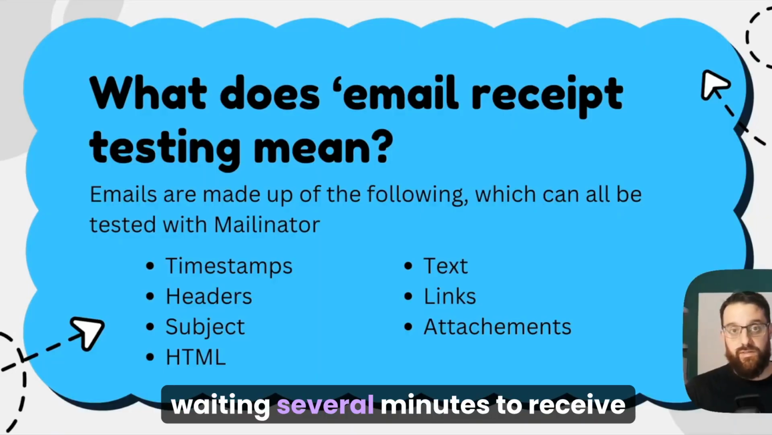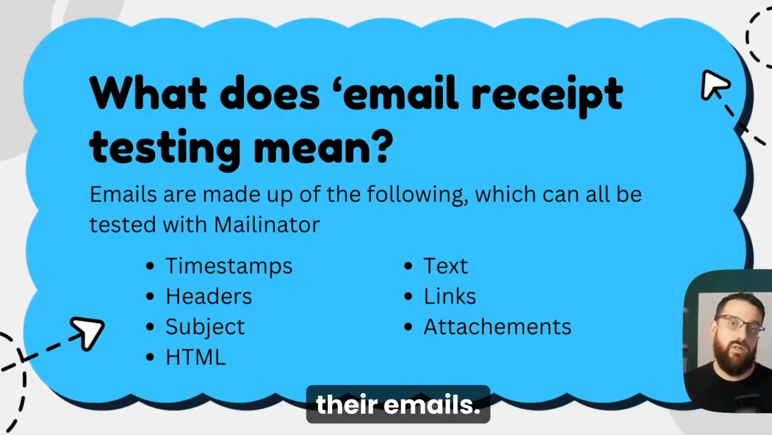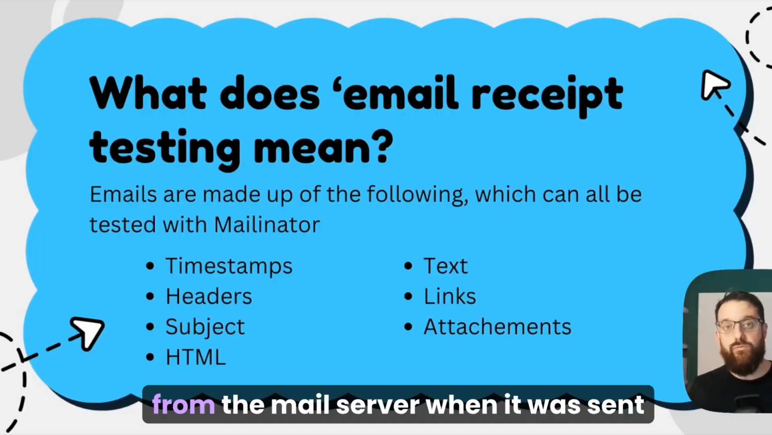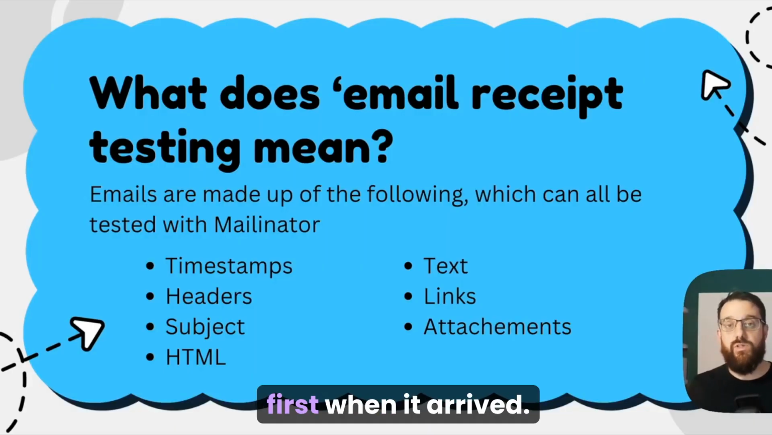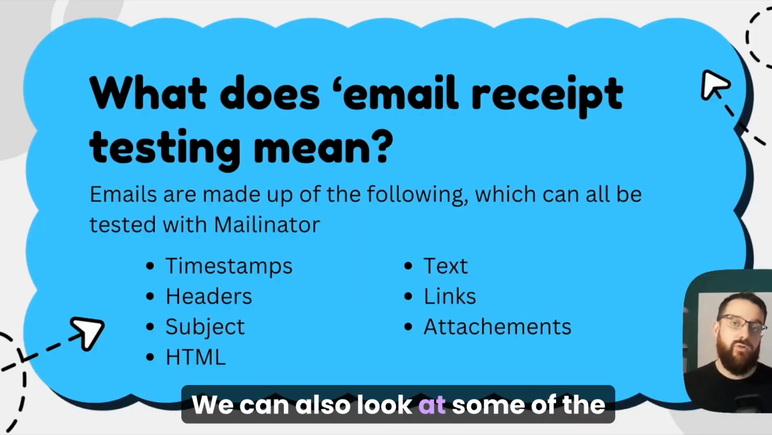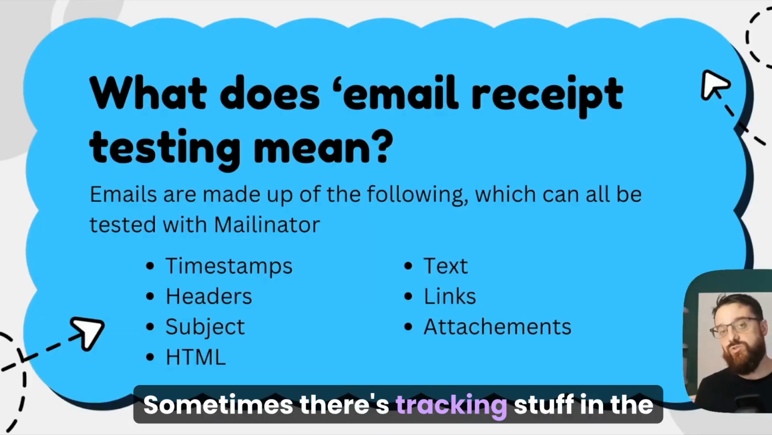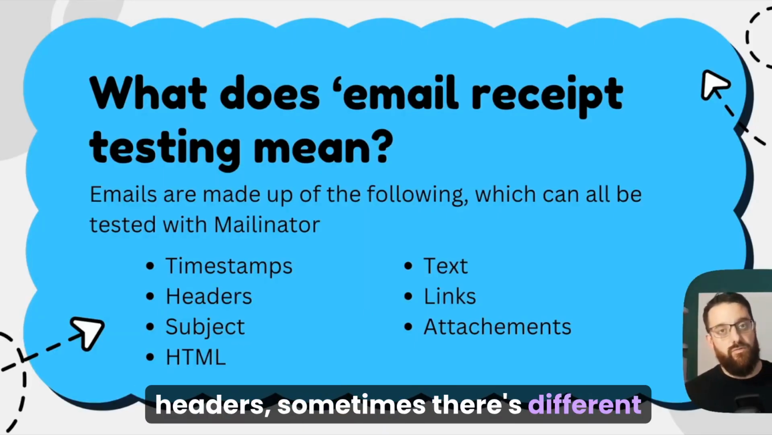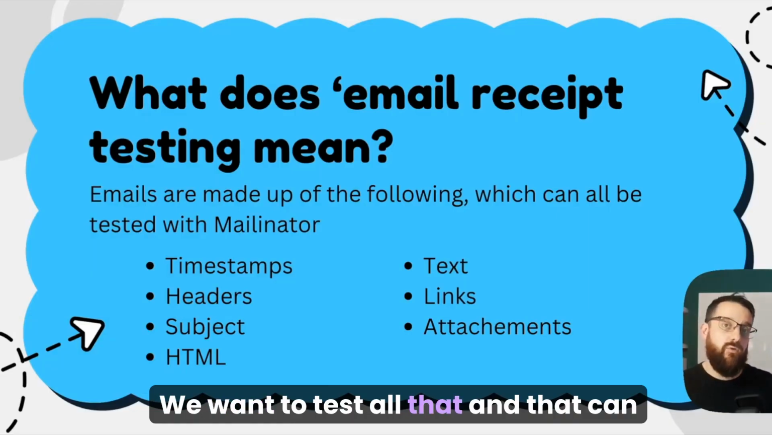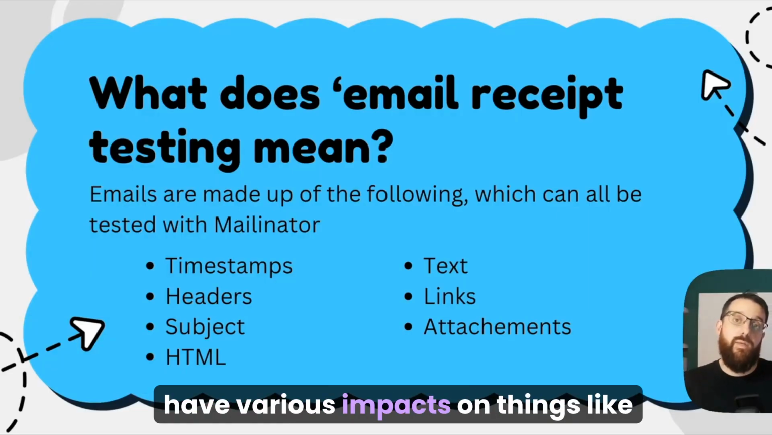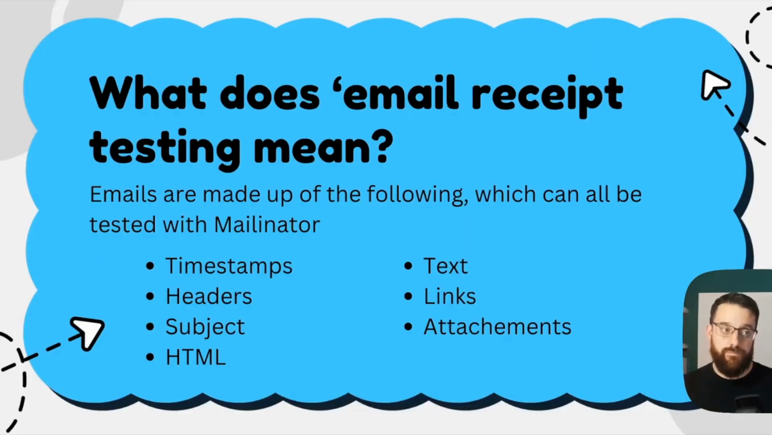Customers shouldn't be waiting several minutes to receive their emails. So we can use the timestamps from the mail server, when it was sent versus when it arrived. We can also look at some of the headers. Sometimes there's tracking stuff in headers, sometimes there's different metadata. We want to test all that, and that can have various impacts on things like spam detection.